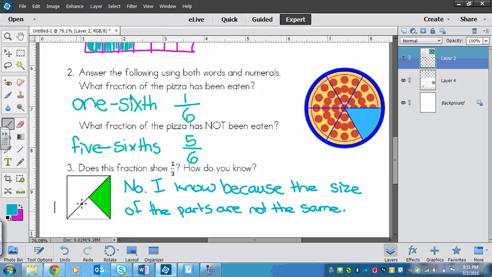Okay, so in order for a fraction to be a fraction, each of the parts needs to be the same size. So if I wanted a square to be divided into three equal parts, I would draw more like strips like this and then shade one part. Now that shows 1/3 because each of these are the same size. But this one, no, it does not show 1/3.